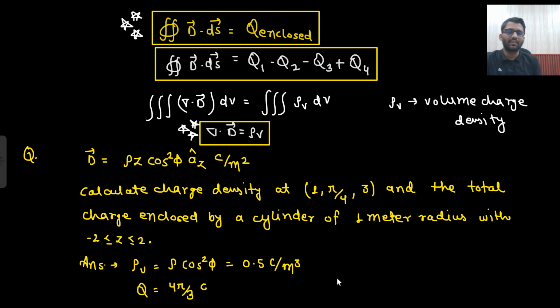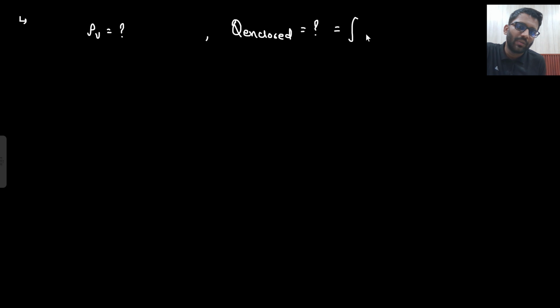Okay, now D is given. You need to calculate the charge density, and also the total charge enclosed by the cylinder. So what all you need to find? Charge density rho v, and total charge enclosed by the cylinder. This will be equal to the integral of rho v dv. You can show 3 integrations here as well, or I can show by 1. Better, let's show by 3.